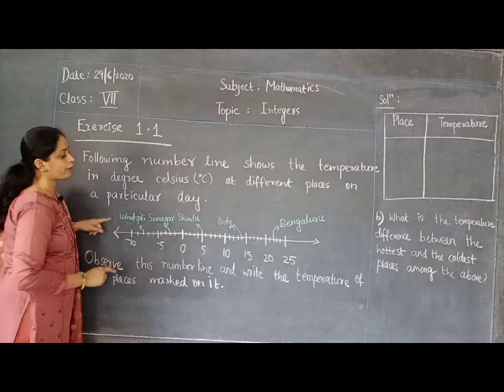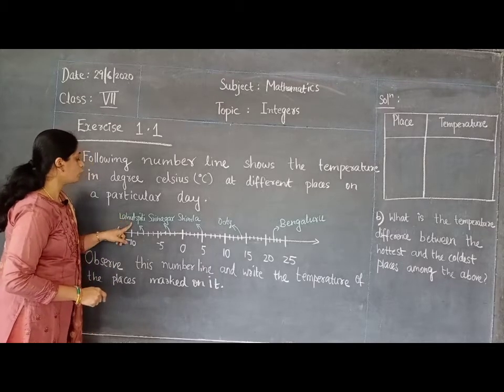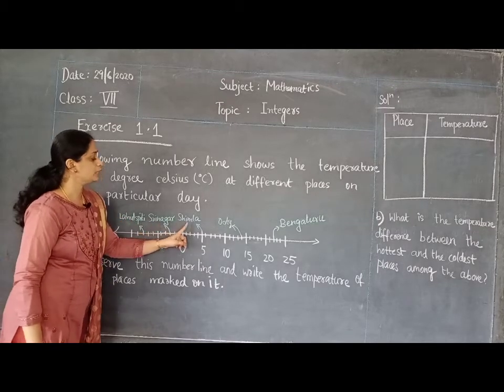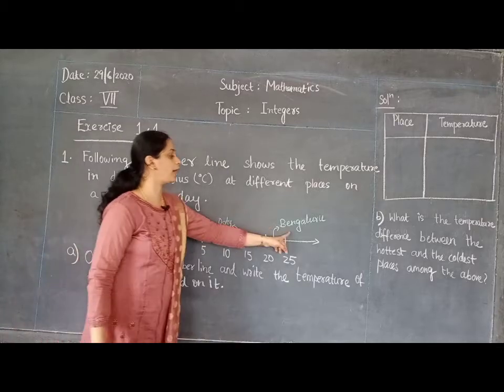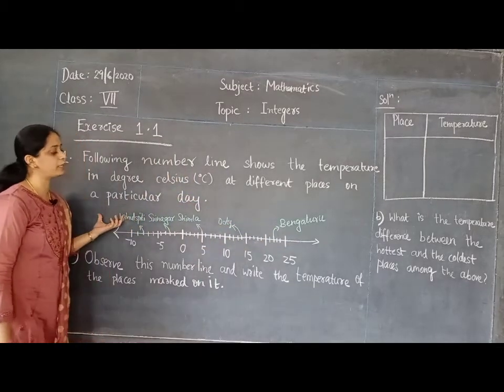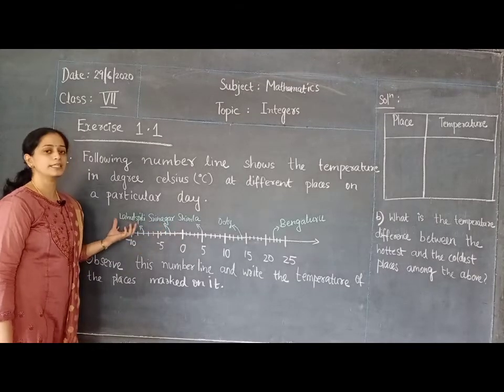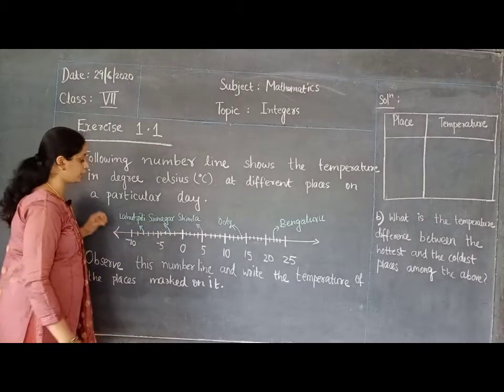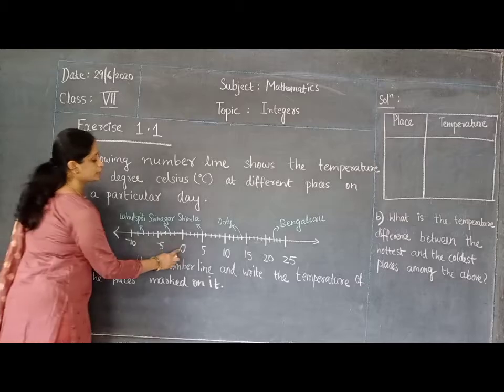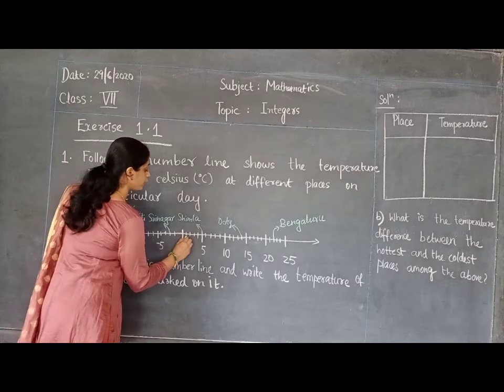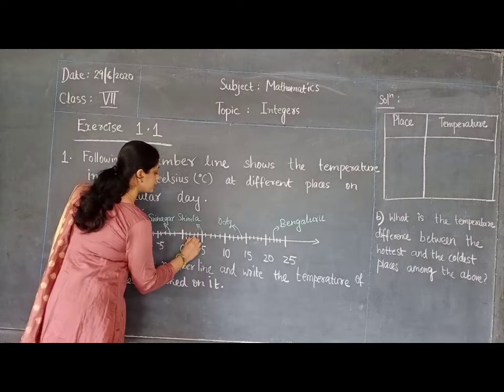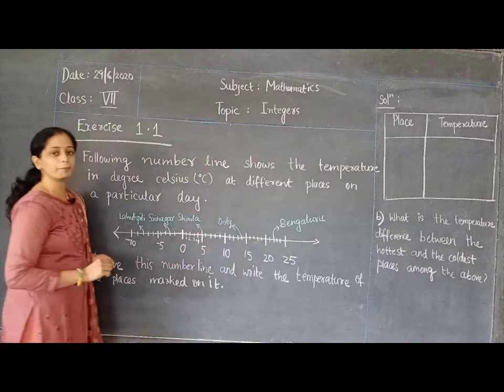So you can see 5 places here: Lahul Spiti, Srinagar, Simla, Ooty and Bangalore. So these are the 5 places where the temperature was recorded and it is written in the form of a number line. So see here, 0 is here. After this we can write the numbers so that it is easy for us to know the temperature of that place.